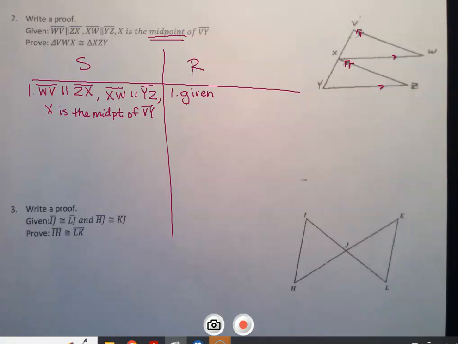Okay, so if we know that X is the midpoint, what do we know about that? What's that tell us? Luke, go ahead. What is the definition of a midpoint? It's exactly in the middle. So what does that mean about this? It's exactly in the middle of VY. So what does that mean, if X is exactly in the middle?